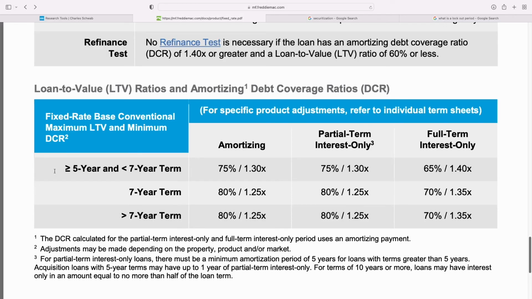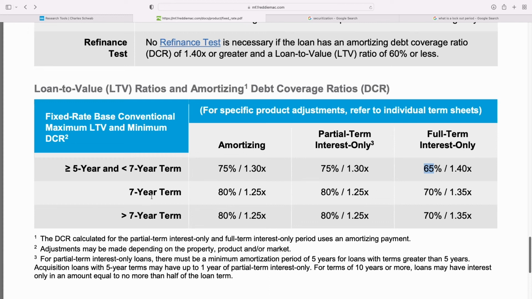or less. Now, let's look at our fixed rate maximum LTVs and minimum DSCRs. So if you have a loan that's greater than 5 years and less than 7 years, then your amortization must be set, you can go up to 75% LTV, and you must have a 1.3 times debt service coverage ratio if it's amortizing. Now, if you have partially interest only, you must have 75% and 1.30 debt service coverage ratio. And if it's full term interest only, then you must have 65% LTV and 1.40 debt service coverage ratio.